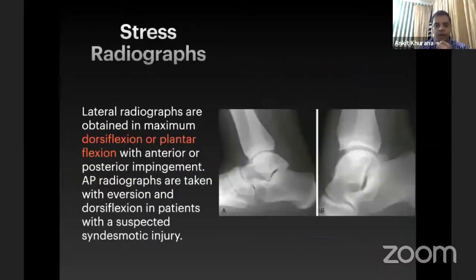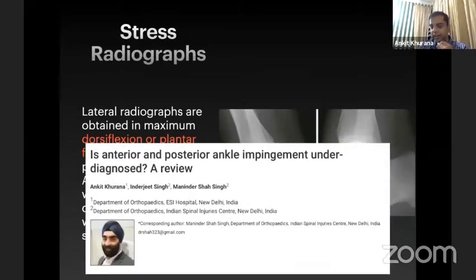Stress radiographs can be done in cases of impingement when dorsiflexion and plantar flexion are carried out to look for lesions that are impinging, that have been clearly described in our article that is written with Dr. Maninder and Dr. Injadit sir.